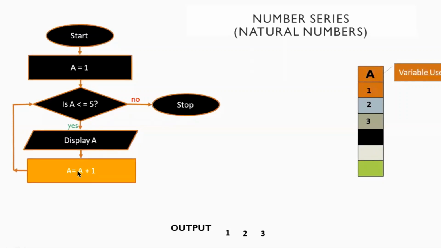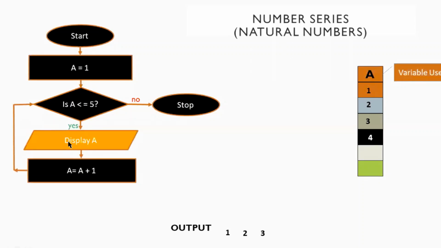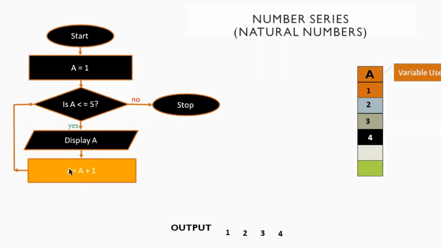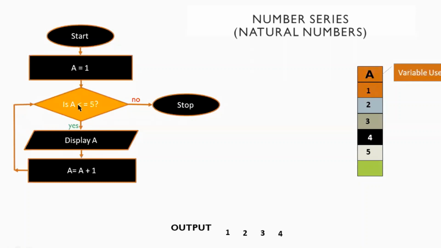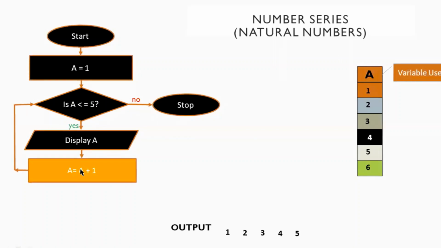A equals A plus 1. The value of A is increased by 1 again. Go up to the loop condition, A less than or equal to 5. Yes. Display A. It will display 4. A equals A plus 1. The value of A will be changed. Is A less than or equal to 5? Yes, this time A is equal to 5. Display A. It will display the value 5. A equals A plus 1. This will change the value of A to 6.